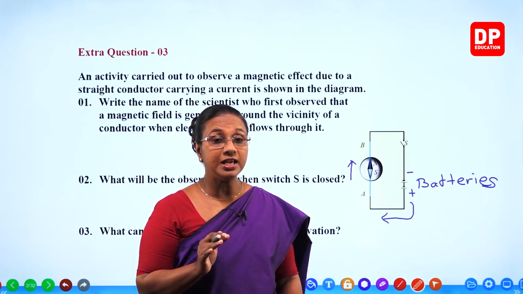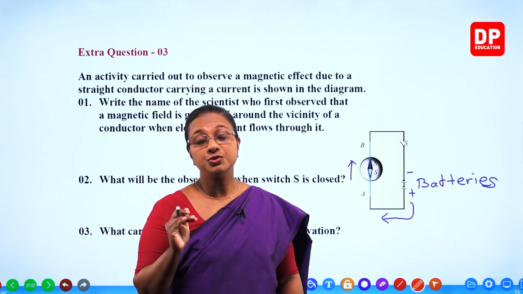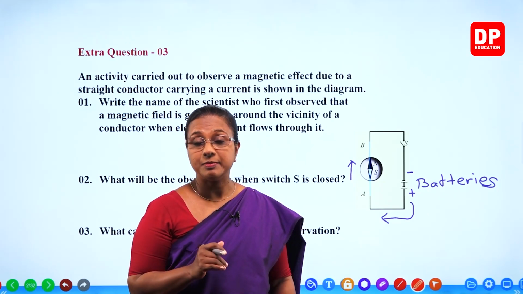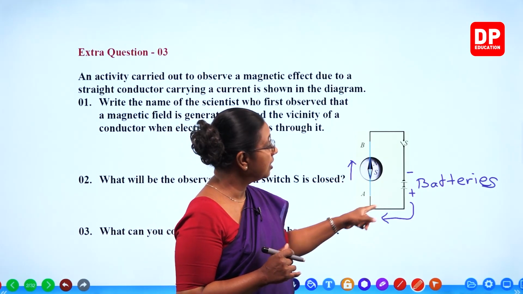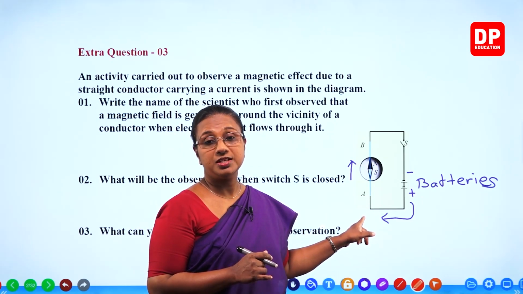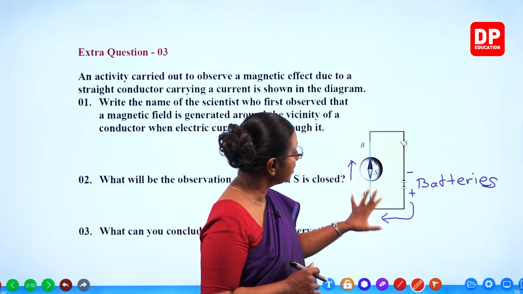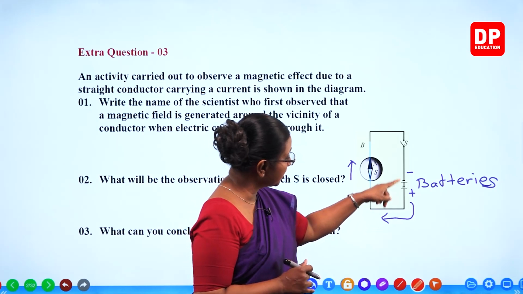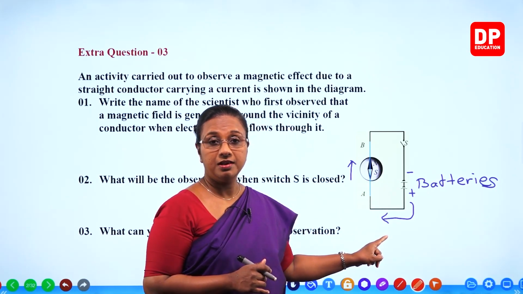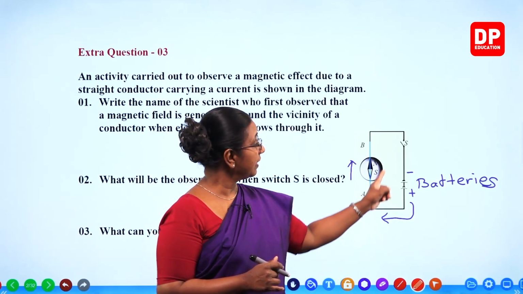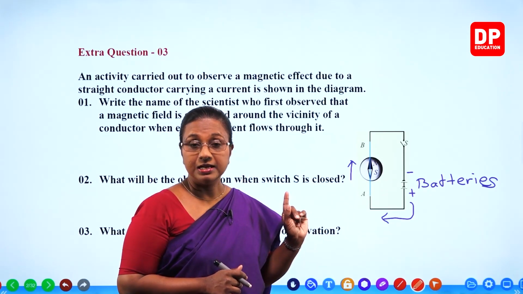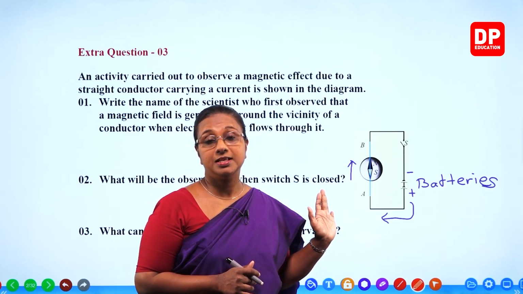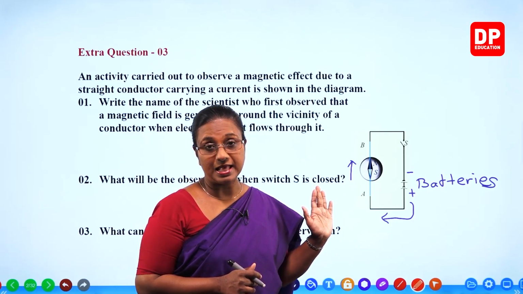And this was actually initially introduced to the world by Hans Christian Ørsted. You all can remember the scientist. So he was the one who introduced this to the world. So that is the observation of this activity. And also you all know, if we change the terminals of the battery, then also when we close the switch, there will be a deflection, but the deflection will be in the opposite direction. You all can remember that.